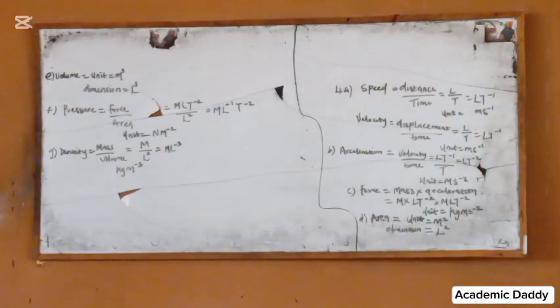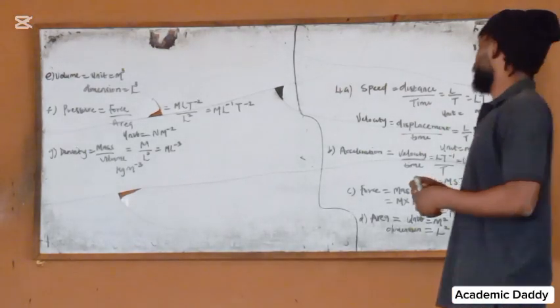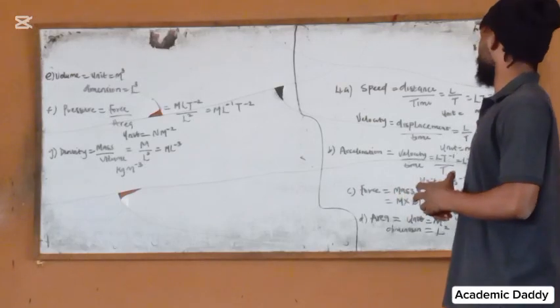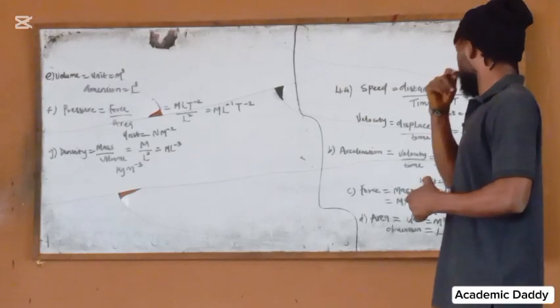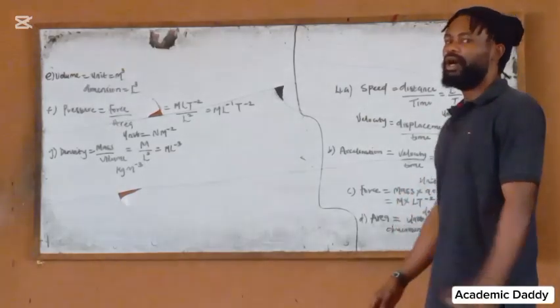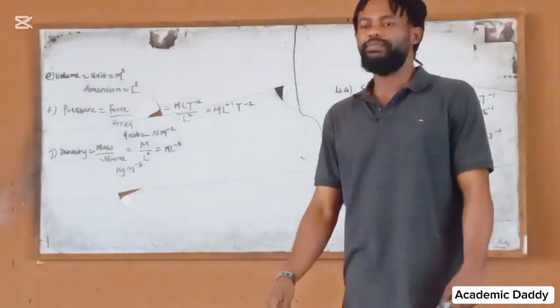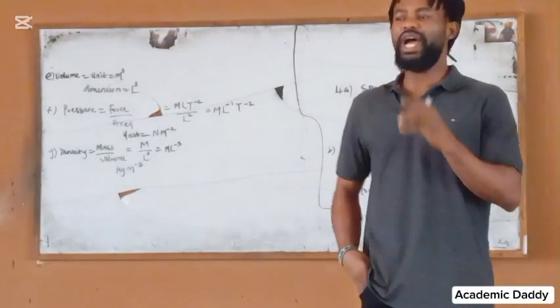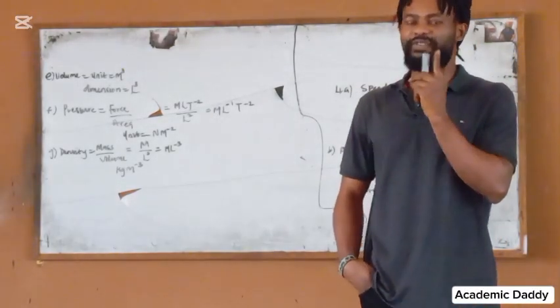Alright, so speed equals distance over time, velocity is displacement over time, acceleration is velocity over time, force is mass times acceleration, area is meter square, that is vertical and horizontal, volume is vertical, horizontal, and the projection. Then pressure is force over area, density is mass over volume. All right, so with that said, while you are going through the questions, you will solve for me.